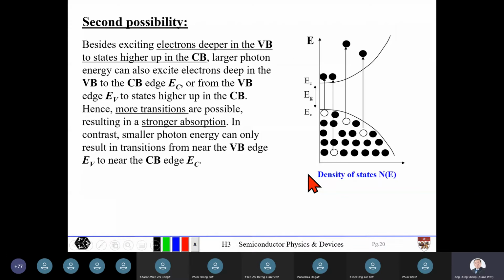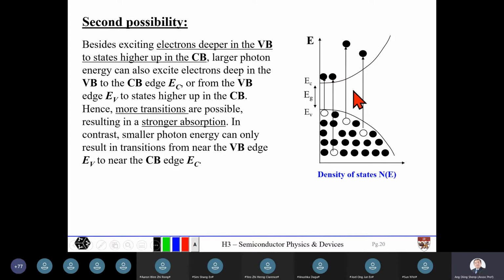Now the second explanation relates to the different number of transitions possible involving photons of higher energy. What do I mean by that? If you consider a photon having energy just equal to the band gap, then the number of possible transitions is very limited. In other words, this photon can only excite electrons near the top of the valence band to the bottom of the conduction band. So the number of transitions possible is very limited.